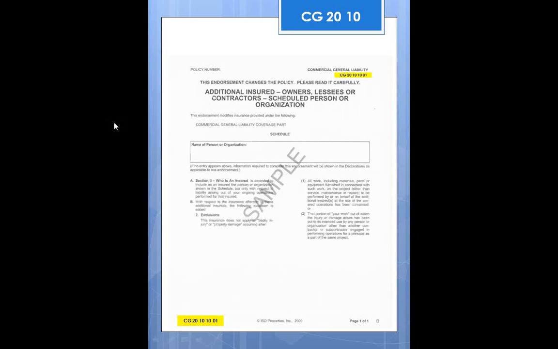So let's talk about what we can do and what we're going to be getting. The first thing that we're going to have to do over a period of time, and it's going to take a long time, is as leases come up for renewal, as vendor contracts come up for renewal, as you hire or our tenants hire contractors and subcontractors, we're going to have to request the correct endorsements or the ones that we prefer.